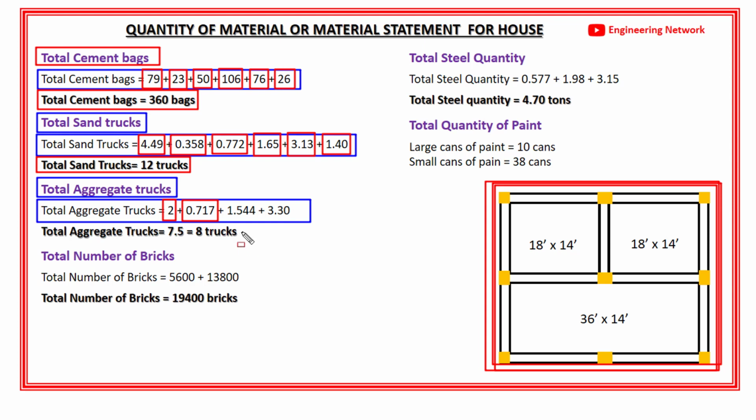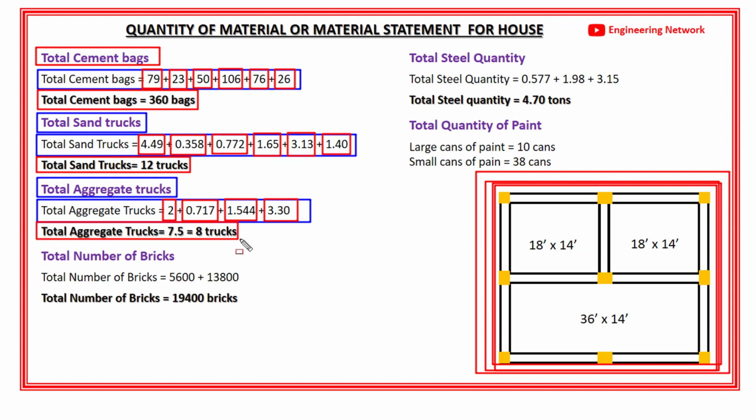coarse aggregate trucks in beams, which is 1.544 trucks, plus number of coarse aggregate trucks in slab, which is 3.30 trucks. Okay. And after calculations, the total number of coarse aggregate trucks that will be required for the particular house construction is 7.5 coarse aggregate trucks, and let's take it as 8 coarse aggregate trucks.